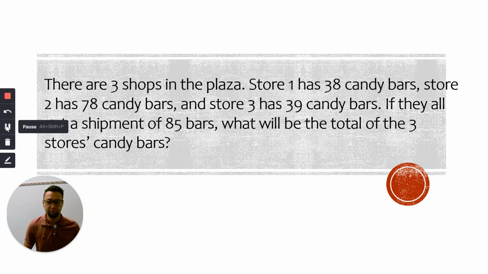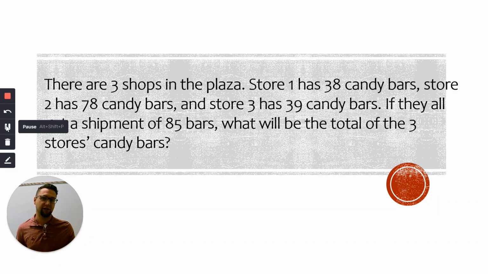Let's try the third problem and decide how many steps they're asking us to do. There are 3 stores. Store 1 has 38 candy bars, store 2 has 78 candy bars, and store 3 has 39 candy bars. If they all get a shipment of 85 bars, what will be the total of the 3 stores' candy bars?